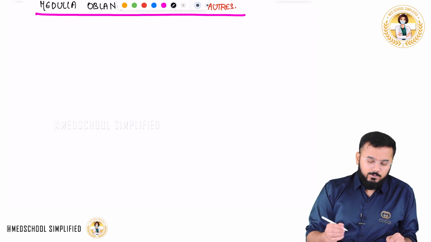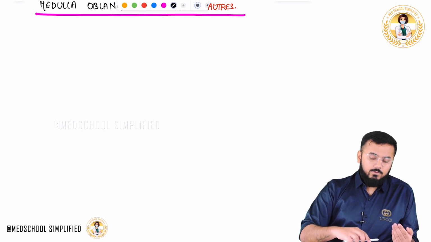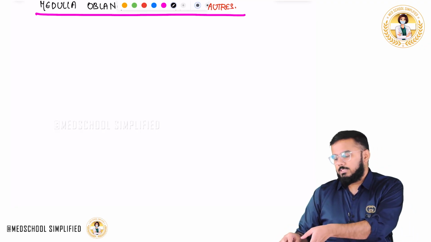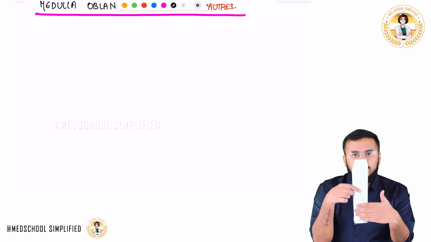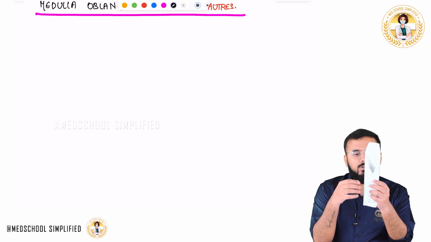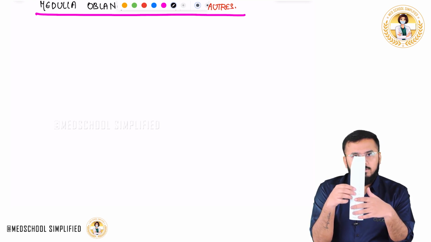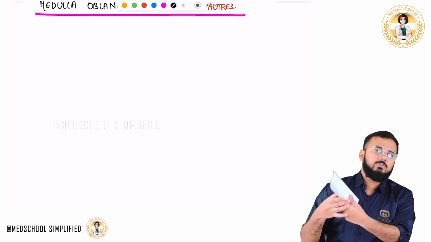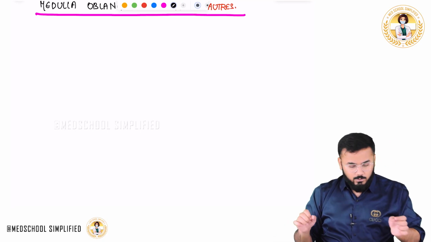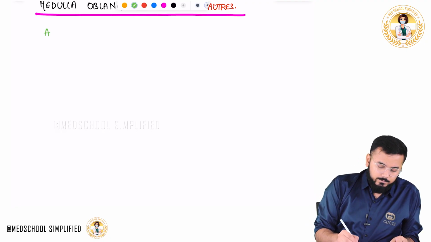The second important thing is that we shall discuss this medulla oblongata in two views. One is called the anterior view, another is called the posterior view. For example, if you see this paper over here, this is the anterior view of medulla oblongata, and the back is the posterior view. The anterior view is also called the ventral view. This is the ventral surface of the medulla oblongata, and this is the dorsal or posterior surface. First of all, let us see the anterior view of the medulla oblongata.